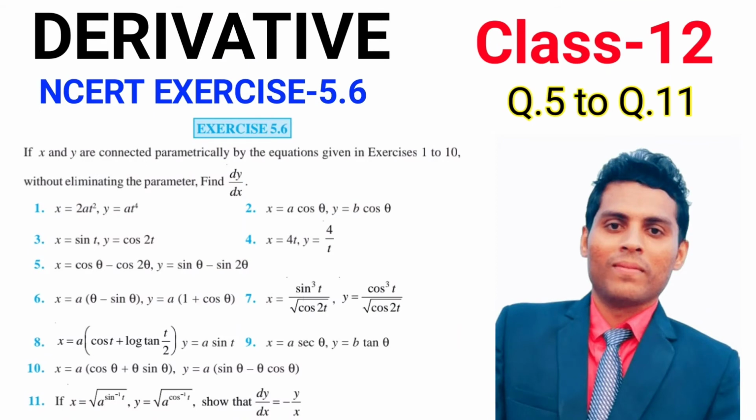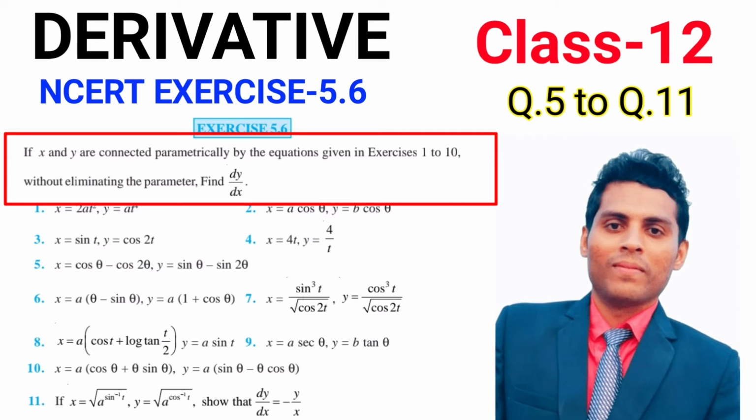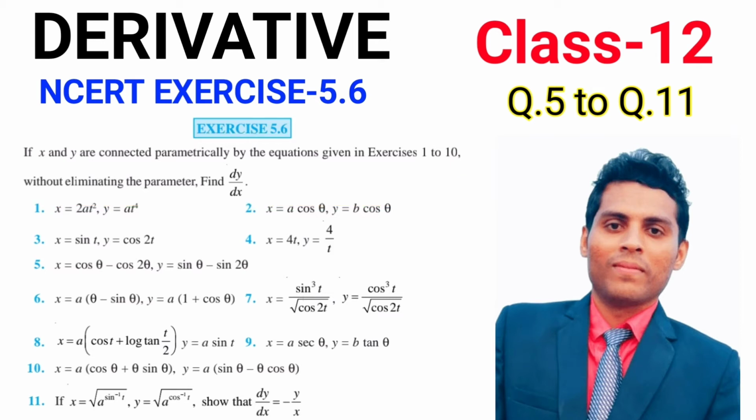In question number 11, you can use any method to solve this question, because if you read the first line, it says if x and y are connected parametrically by the equations given in exercises 1 to 10, without eliminating the parameter, find dy by dx. So questions 1 to 10 mention that without eliminating the parameter you have to find dy by dx, but question number 11 does not say anything. So I can use any method to solve this question.